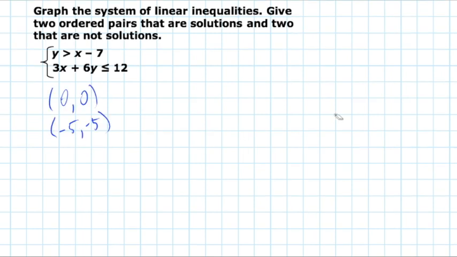All right, welcome back. So the 2 points that I found were 0, 0 and -5, -5. So again, I'm not saying those are the 2 points that you should have gotten, but as long as my 2 points fit in your shaded area, your overlap of shaded area, that means you're correct.